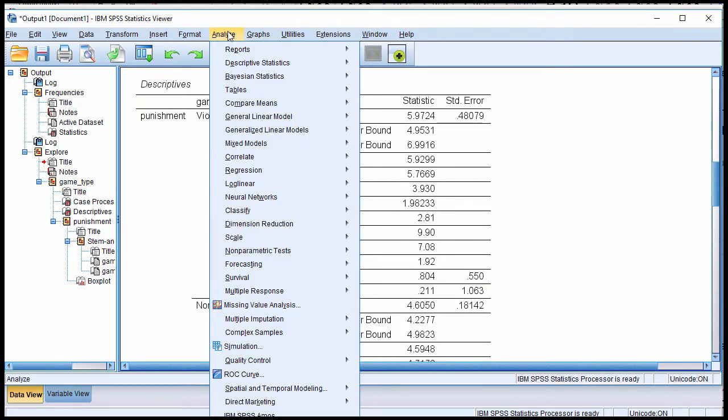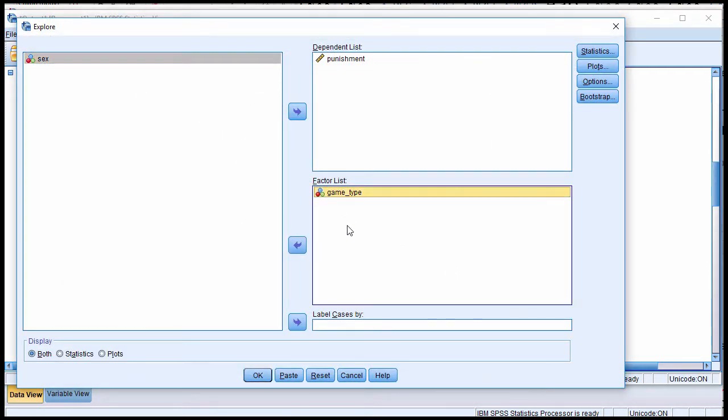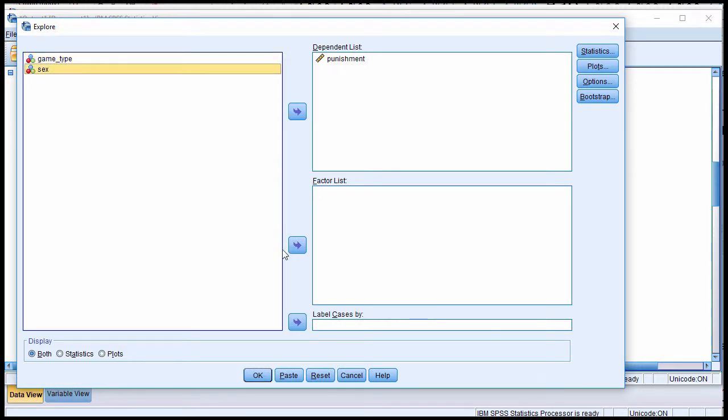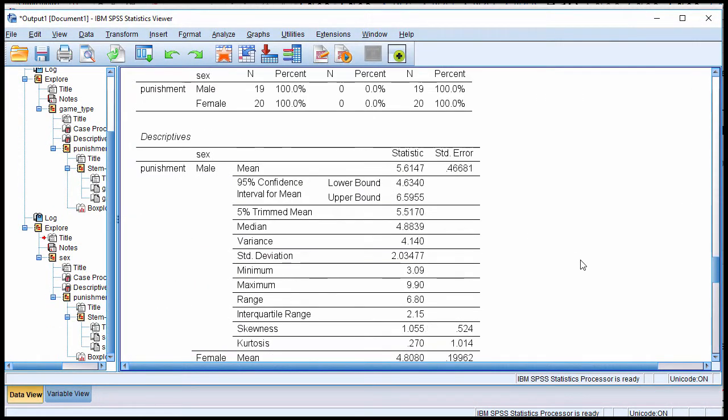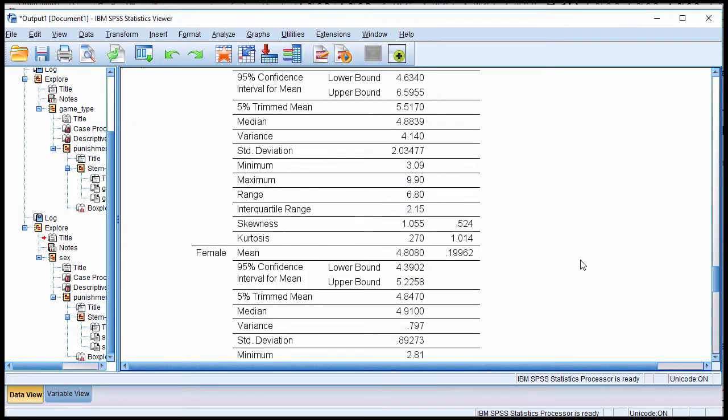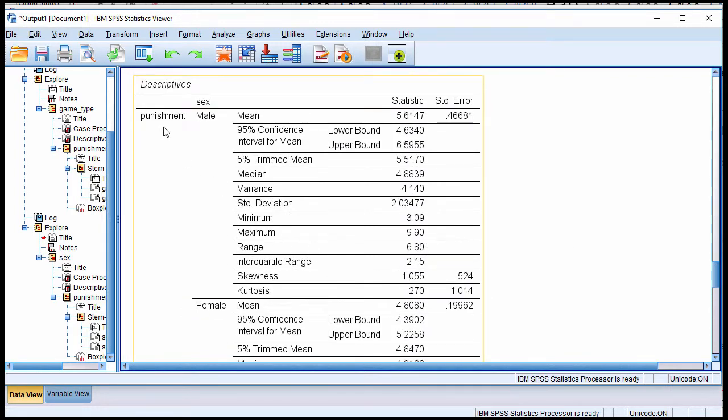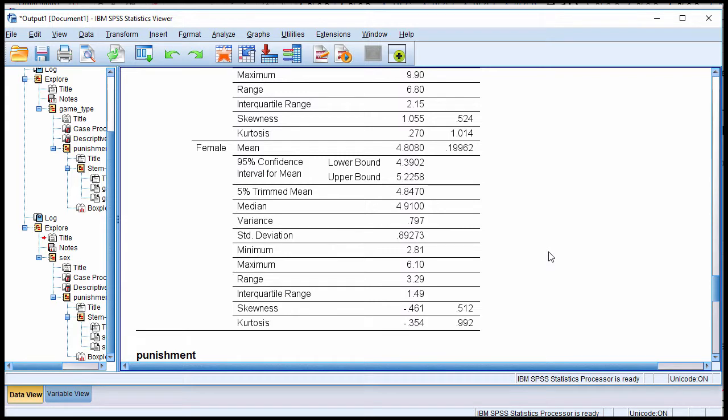Now to evaluate the gender skewness or normality assumption, go into descriptives, explore, and just switch game type out and put sex into the factor list, and now we're going to get the results for that perspective of the analysis. Skew's bumped up, so for the punishment dependent variable, it's always the same dependent variable, for males the skewness was 1.05 and kurtosis 0.270. Less than absolute values of 2 and 9, so should be fine. And here for females on the punishment dependent variable, negative 0.46 and negative 0.35 for skew and kurtosis respectively, again far below the rule of 2 and 9 respectively.